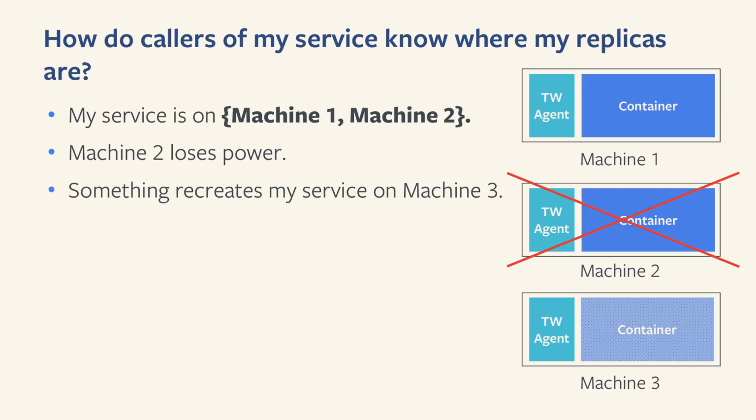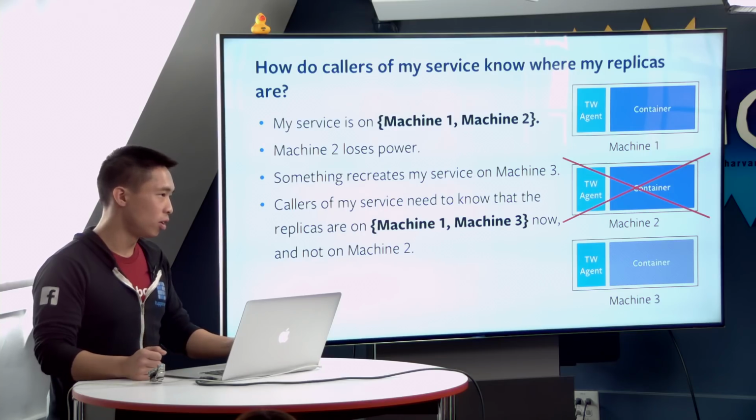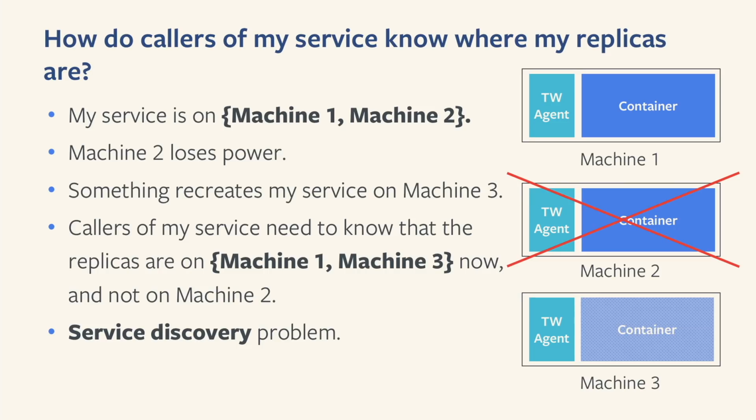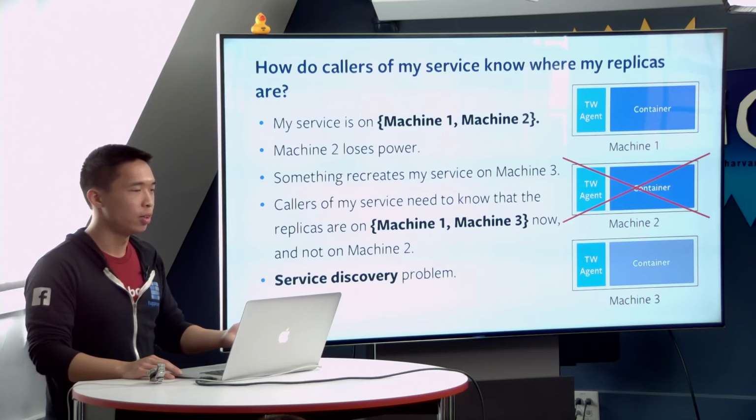Now let's say there is some automation that knows, hey, machine 2 is down. Please start another one on machine 3. But how is the client made aware of this? The client still thinks the replicas are on machine 1 and machine 2. It doesn't know that there's a new copy on machine 3. So something needs to tell the client, hey, the copies are now on machine 1 and machine 3. And this problem is known as a service discovery problem. For service discovery, the question it tries to answer is, where is my service running?